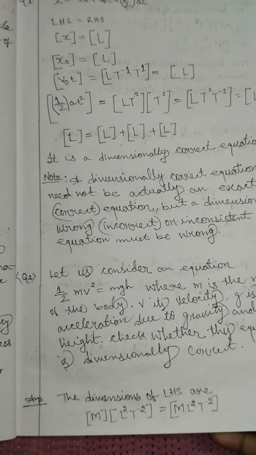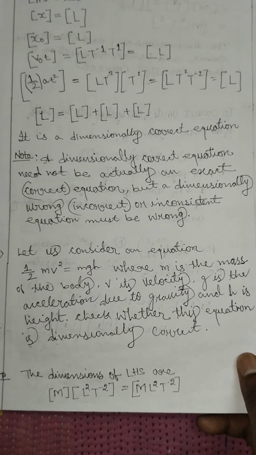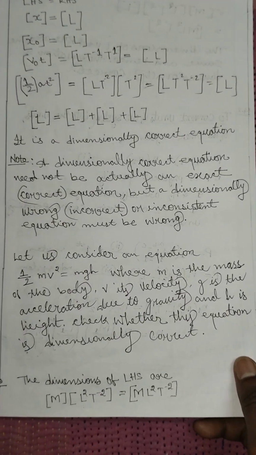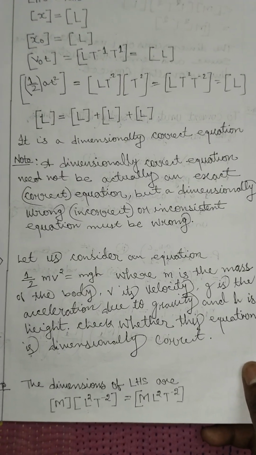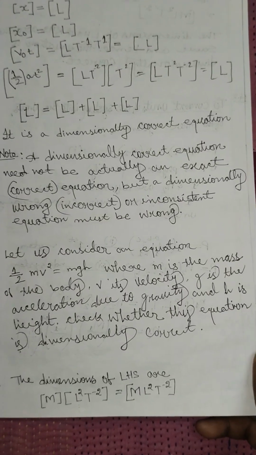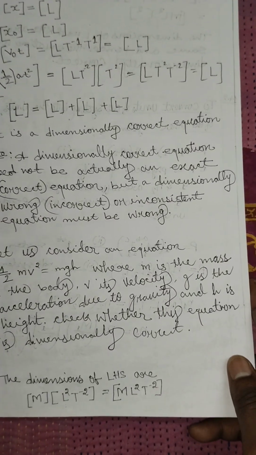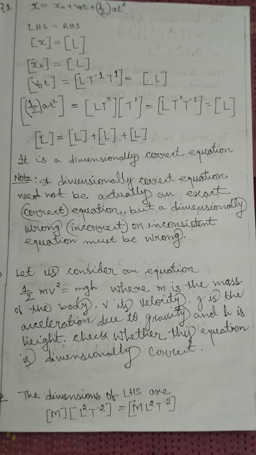So second example, if you take half m v squared equals m g h, this is based on the interconversion of energy. Kinetic energy is converted into potential energy. Here on kinetic energy, we are ignoring the mathematical constant. So m is the mass, v is the velocity squared, so M L^2 T^-2, whereas m is the mass, g is the acceleration due to gravity, h is the height, giving M L^2 T^-2. Hence the LHS and RHS both are equal.